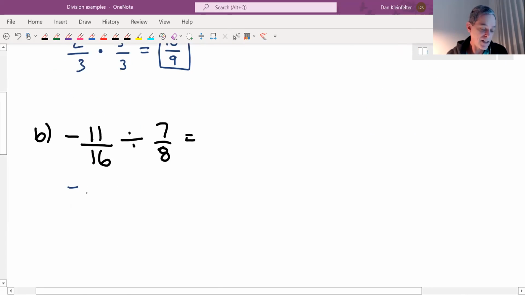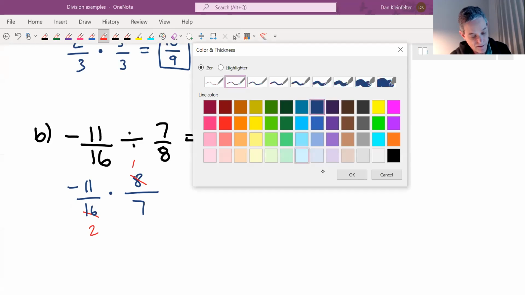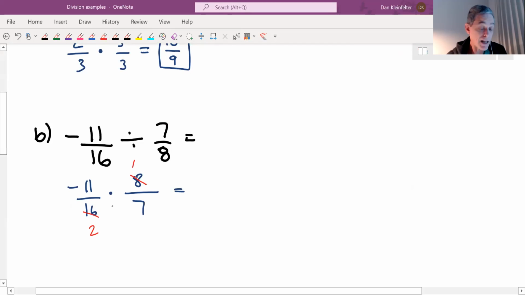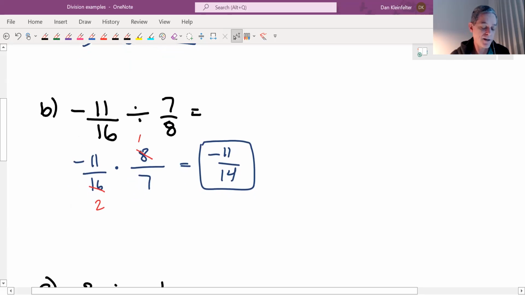Okay, negative 11/16, we'll keep the first fraction the same. The division becomes multiplication. Instead of 7/8, we will have 8/7. This time we do get a little bit of simplification, but we have to do it after we've changed our problem into a multiplication problem. 8 divides into 16 2 times, 8 divides into 8 once. Multiplying across, we'll have negative 11 over 14 for our final answer.